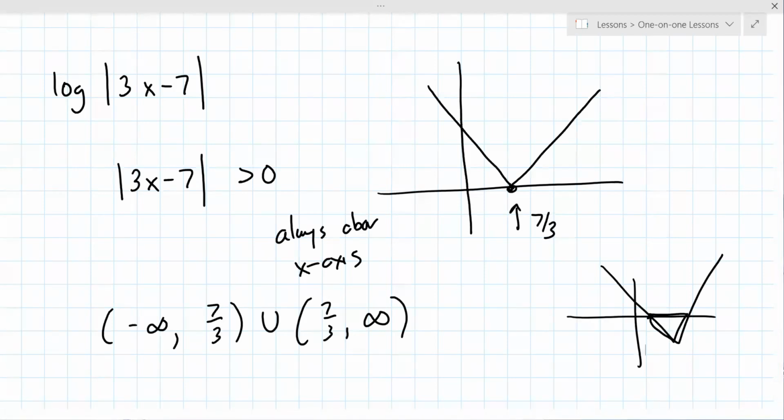Next is 25. All right, sketch the graph. Okay, 25.